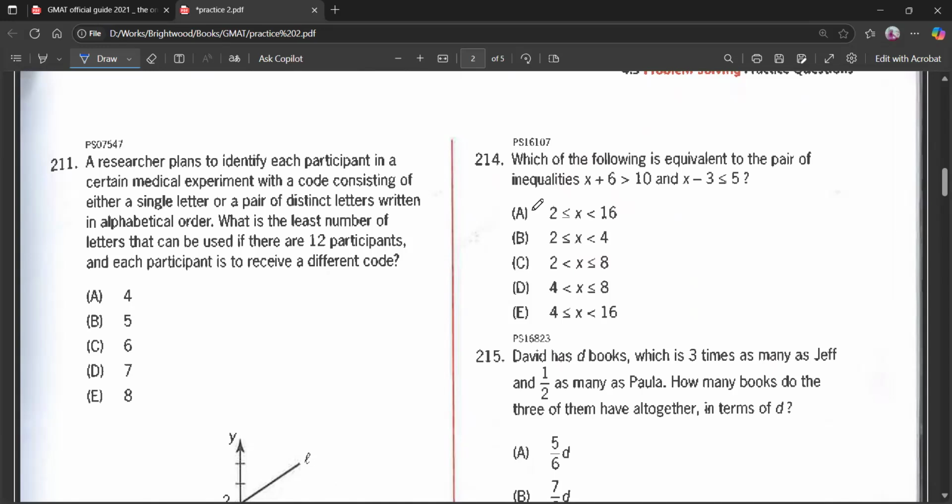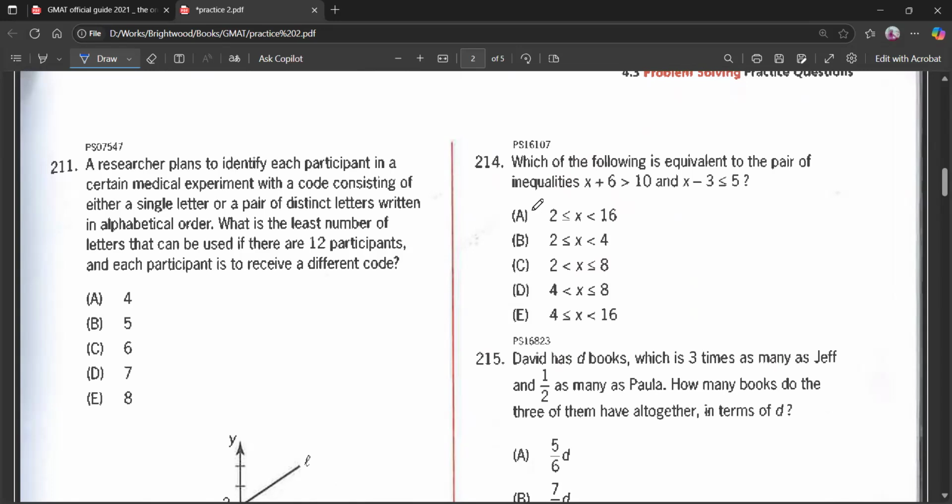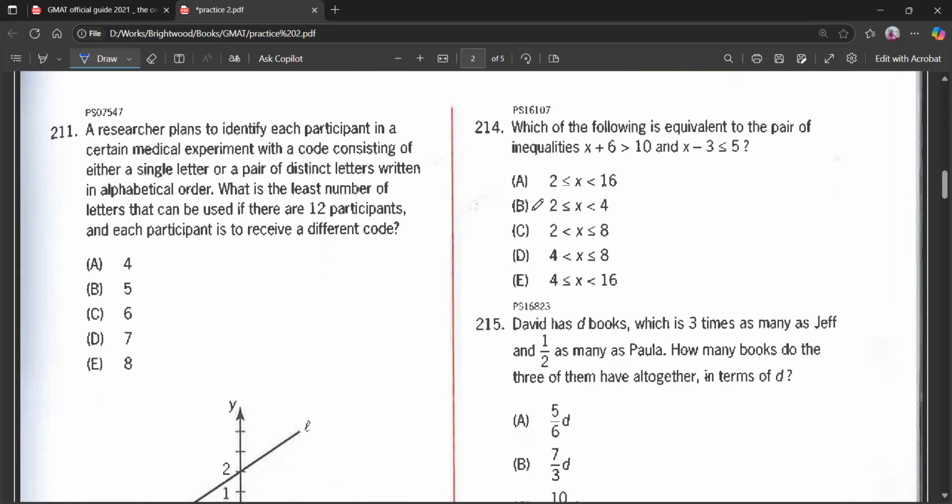Okay, next one. The researcher planned to identify each participant in a certain medical experiment, with a code consisting of either a single letter or a pair of distinct letters written in alphabetical order. What is the least number of letters that can be used if there are 12 participants and each participant receives a different code?